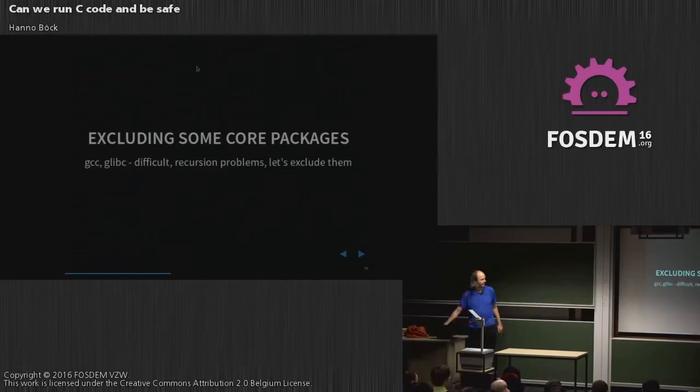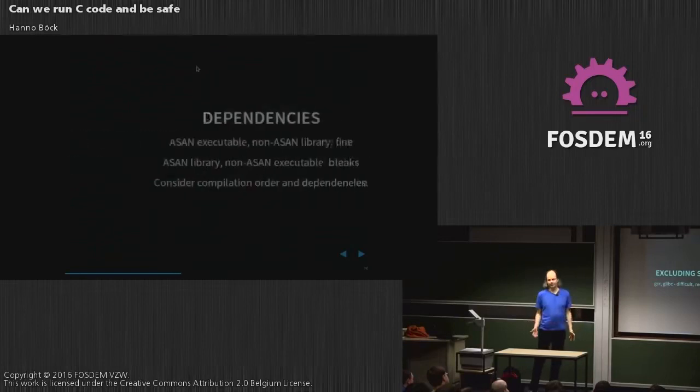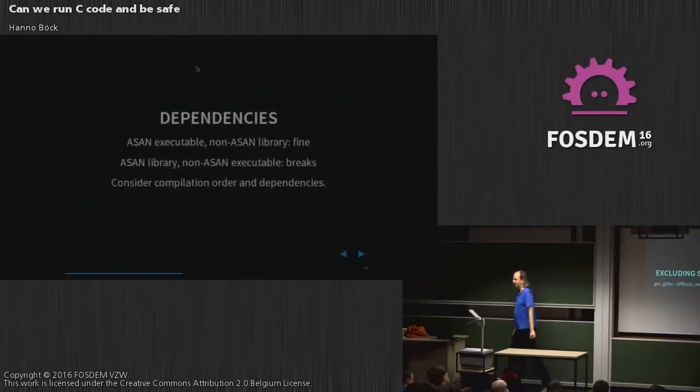So some of the problems are, okay, if you try to compile glibc with address sanitizer, you run into a problem, because address sanitizer is actually replacing some of the glibc functions to intercept memory allocations and know what's going on, and then you get recursion problems. You also cannot easily compile GCC. It's possible to compile both glibc and GCC with address sanitizer, but it doesn't work out of the box. So at least for a start, I said, okay, let's disable them and compile everything else with it.